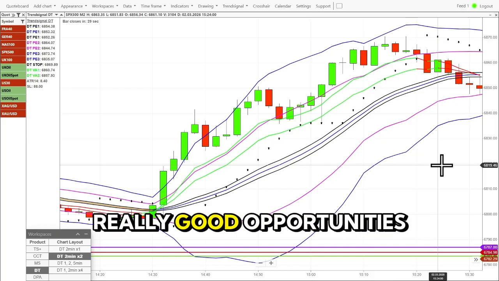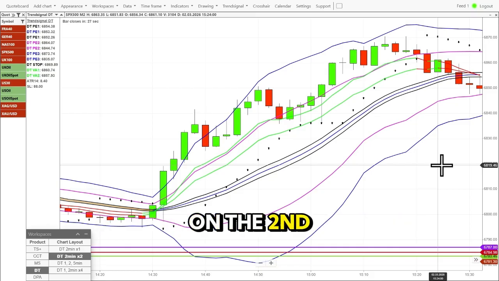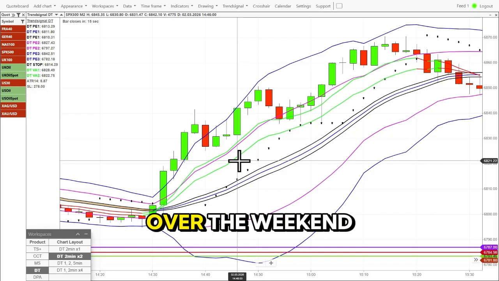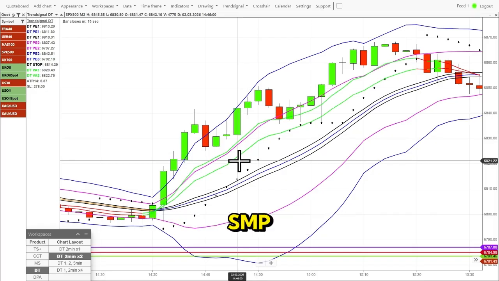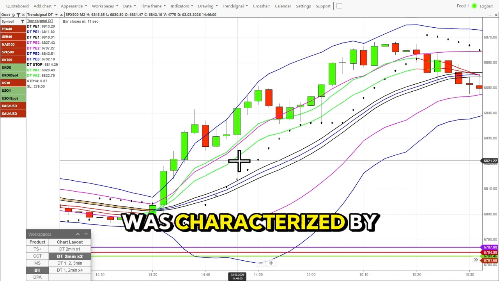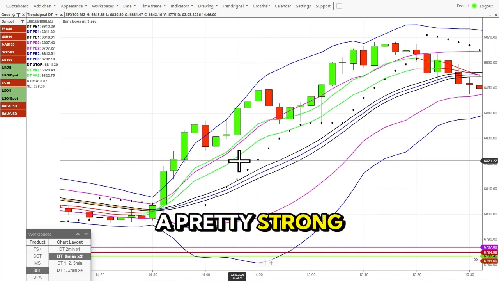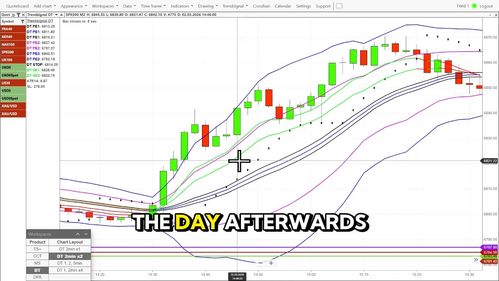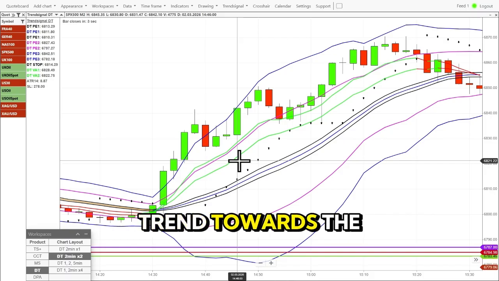We had a couple of really good opportunities on the second, obviously following on from the fallout from the current kind of soft war going on in Iran, not officially designated as a war, but it reads as one to me. We had a bit of a rout over the weekend on the futures market for the S&P. However, the second was characterized by a pretty strong recovery, basically back to slightly above opening price before the day afterwards, seeing it trend towards the bottom of that range.